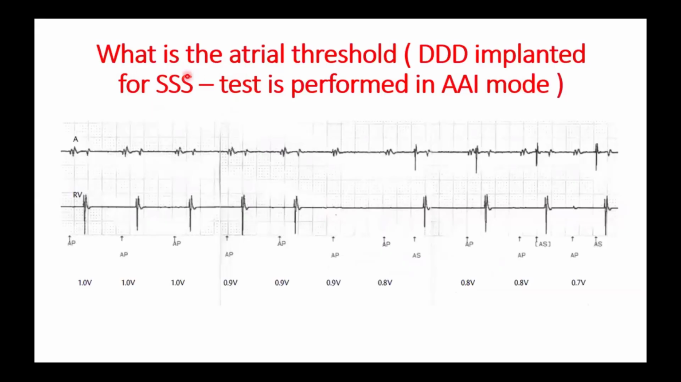This is a dual chamber pacemaker implanted for sick sinus syndrome, and we are testing for the atrial threshold. We are testing in AAI mode. What is the threshold of the atrium? Here is atrial pacing, and here are the values: 1 volt, then 0.9, then 0.8, then 0.7. What is the atrial threshold?